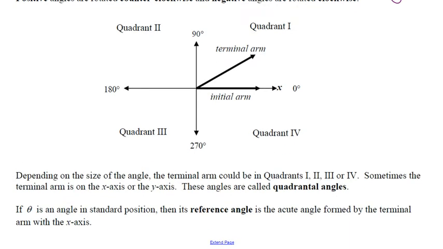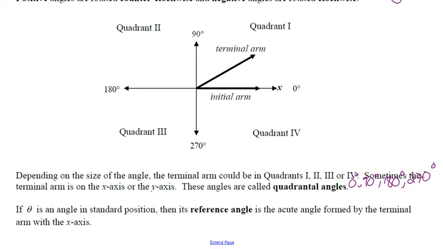Depending on the size of the angle, the terminal arm could be in quadrants 1, 2, 3, or 4. Sometimes the terminal arm is on the x or the y axis. So the terminal arm could be here or here. In those cases, they are called quadrantal angles, right? And those angles would be 0 degrees, 90 degrees, 180 degrees, and 270 degrees.